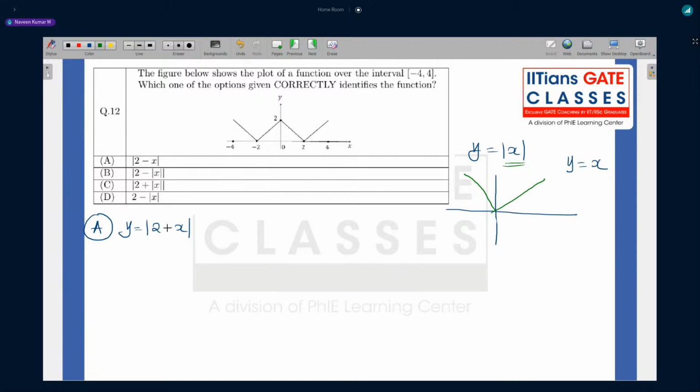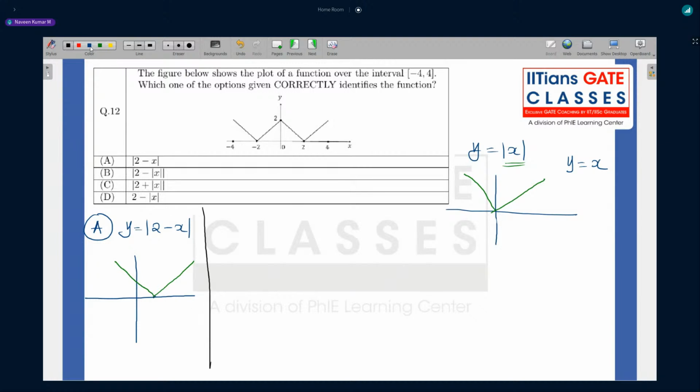But they're asking 2 minus x. How do I draw this 2 minus x? So we have this x and y. So you are shifting it by 2 minus x. This is the shifting property, right? If x is equal to 0, y is equal to 2, right? If y is equal to 0, x is equal to 2. So you have to put x is equal to 2 here, right? And then you have to start doing the same thing. So this is the graph. So obviously that is not what is in the question.